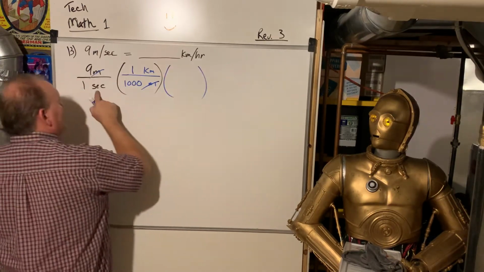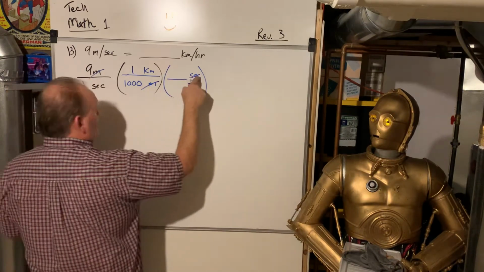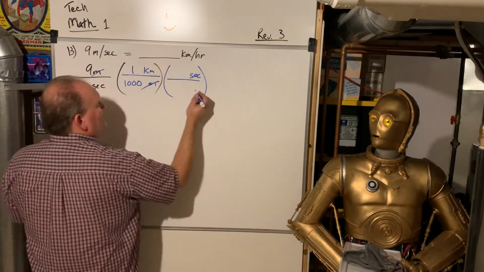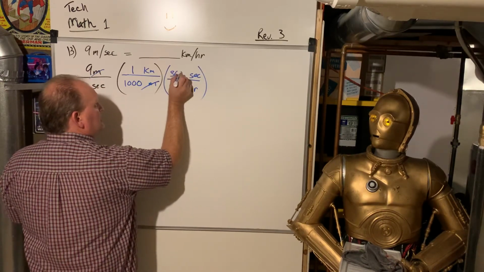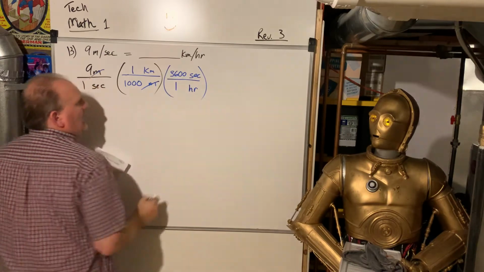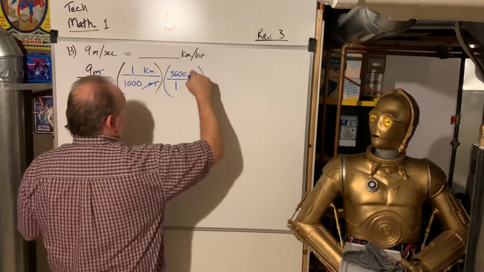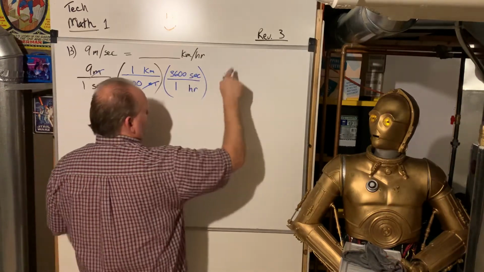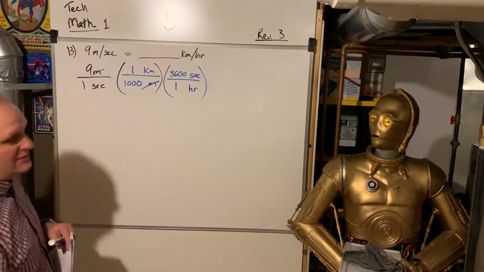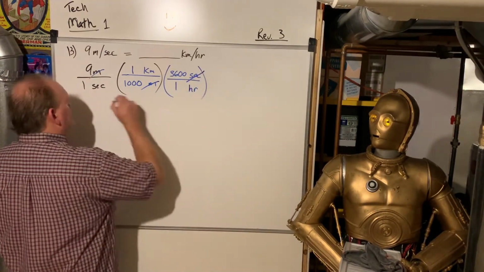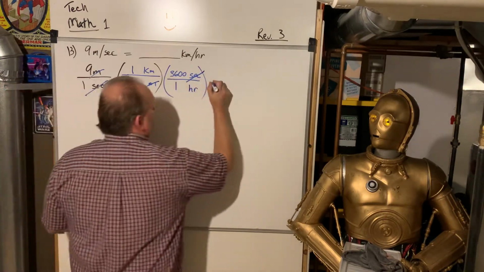And then seconds, I want it to go away. So I'm actually putting that on top because right now it's on the bottom. So seconds on the top. And then I want hours on the bottom. And so this is the 3,600 seconds in 1 hour. If that didn't jump out at you, you would have gone from seconds to minutes and then minutes to hours. There'd just be 2 of them, but both of them would be on the top. You'd have 60 times 60 and you'd get 3,600. So this seconds now canceled. So now look at what I have left in labels. Kilometers per hour. That's just what I wanted.